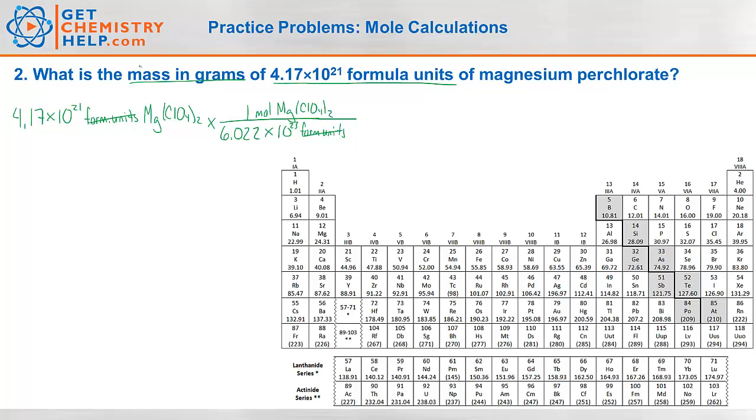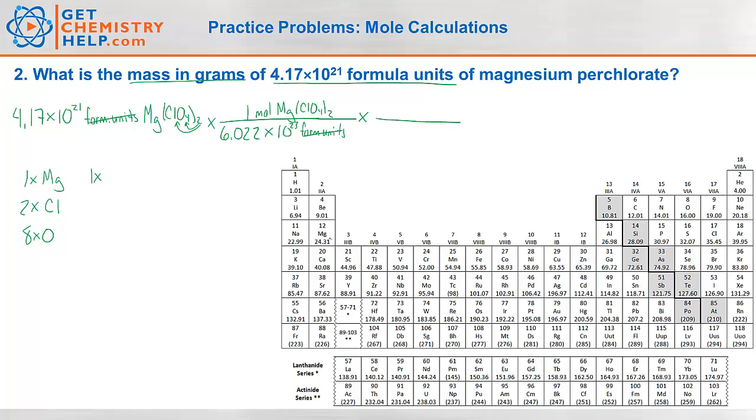Now I've got moles, but I want mass. So how do we go from moles to mass? Well, moles to mass, it's right in the name. We use molar mass. So to find the molar mass of magnesium perchlorate, we have to add up the magnesium, the chlorines, and the oxygens that are present. So we have 1 magnesium in our formula. We have 2 chlorines. And we have 2 times 4, 8 oxygens.